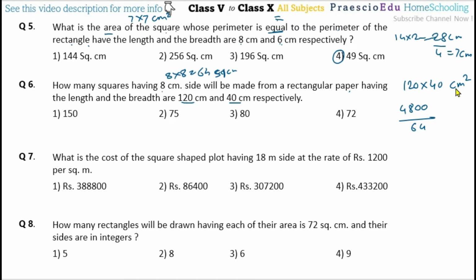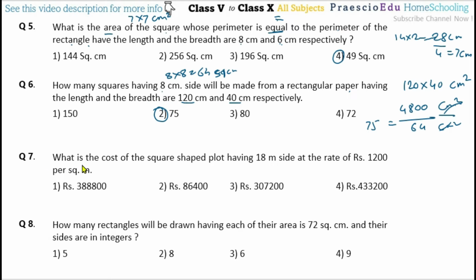So divided by this 64. Okay, so centimeter square and this centimeter square get cancelled. So now the number will come. So after division, we will get 75. So 75 means in total we can make 75 squares from this paper. So this is given in option number 2.